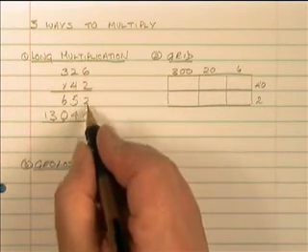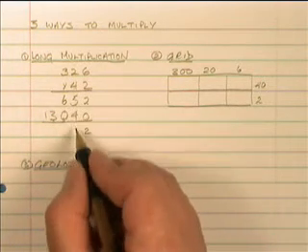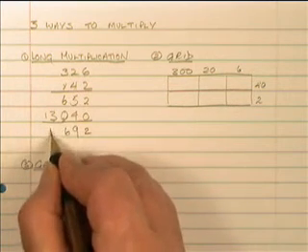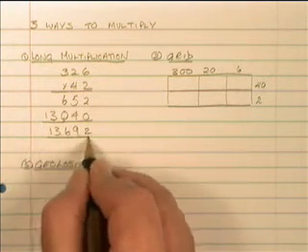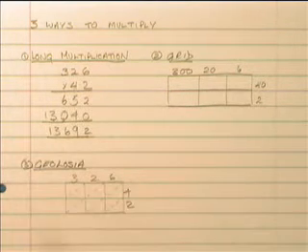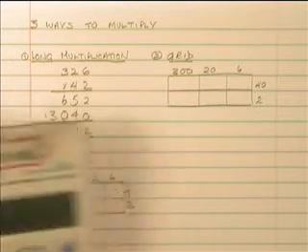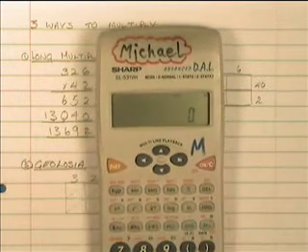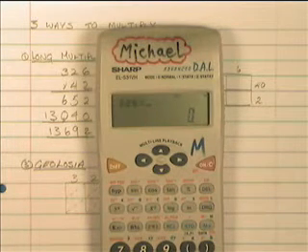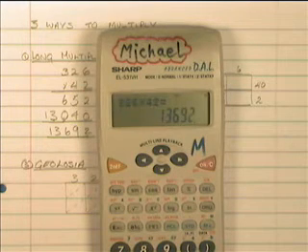So now we add them together. 0, 2 and 2 is 4, and 5, 9, 0, 6 and 6, and the 13 there. So the answer, 326 multiplied by 42, is 13,692. Let's check that on the calculator and see if it's right. So 326 times 42 equals, there it is, 13,692.